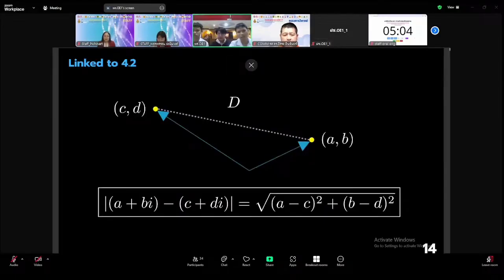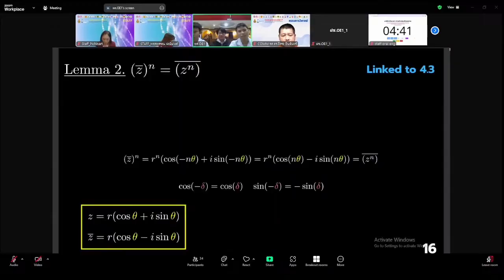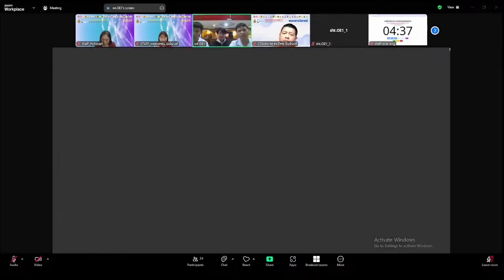Next, we need to know how to find the distance between 2 points on the complex plane. According to the Pythagorean theorem, the distance between 2 points is equal to the modulus of the difference between the two complex numbers. And we will also use two important lemmas in this project. Lemma 1. The square of the modulus of c is equal to c multiplied by c bar. And lemma 2. c bar to the power of n is equal to c to the power of n, all bar.